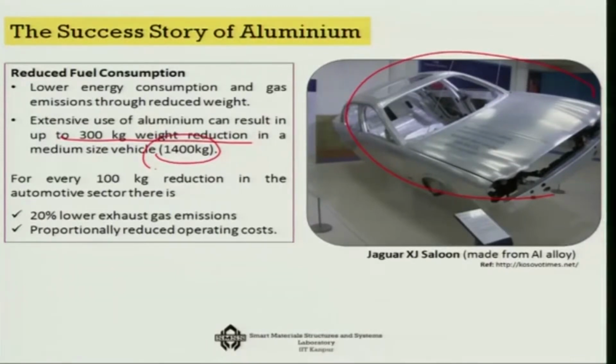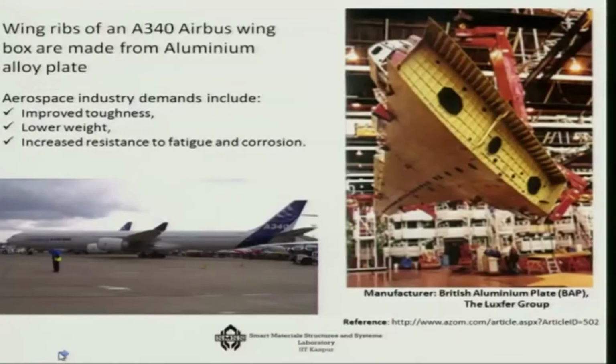That is very good, because for every 100 kg reduction in the automotive sector there is 20% lower exhaust gas emission, and also proportionally reduced operating cost. So, as you reduce weight, you gain more and more reduction in terms of exhaust gas and also in terms of fuel economy. That is how aluminum started to be used in many cars. The body is actually substituted from ferrous alloys to aluminum and its alloys.